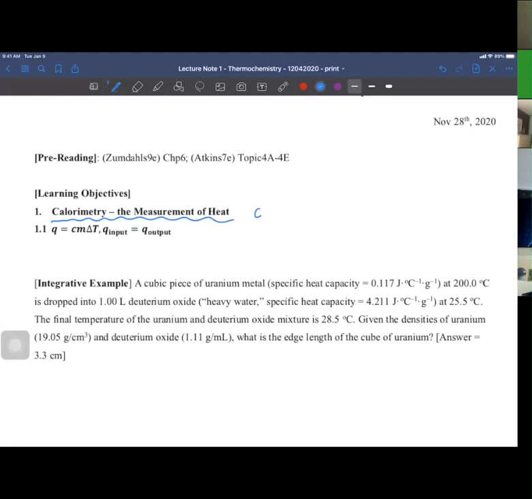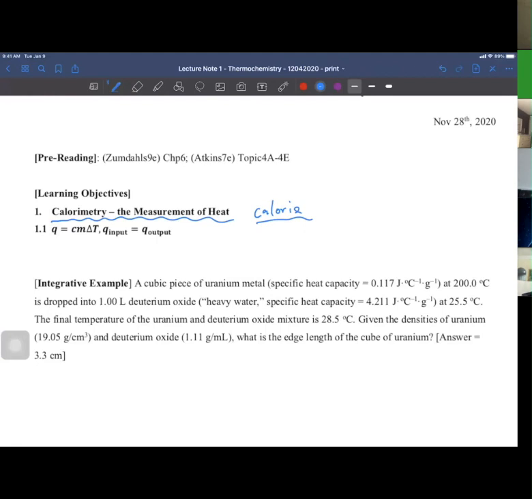You know this word? No, this is not right. Calorie. How to spell calorie? I-E. Interesting. R-E? I-E. Thank you. It doesn't look right to me, but anyway.